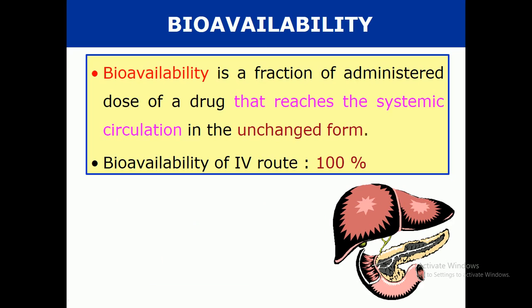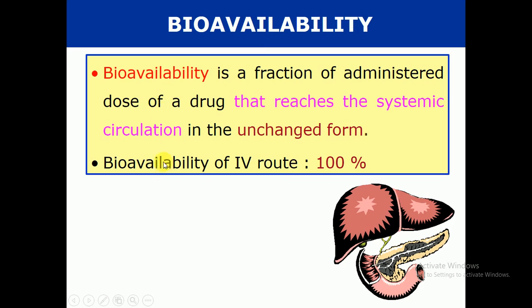Now come to bioavailability. What is bioavailability in pharmacology? Bioavailability can be defined as the fraction of the administered dose of a drug that reaches the systemic circulation. There are different definitions. Available means how much quantity or amount of the administered dose of the drug is available to reach the general systemic circulation in unchanged form. So the correct definition is that it is the fraction of the administered dose of a drug that reaches the systemic circulation in the unchanged form.